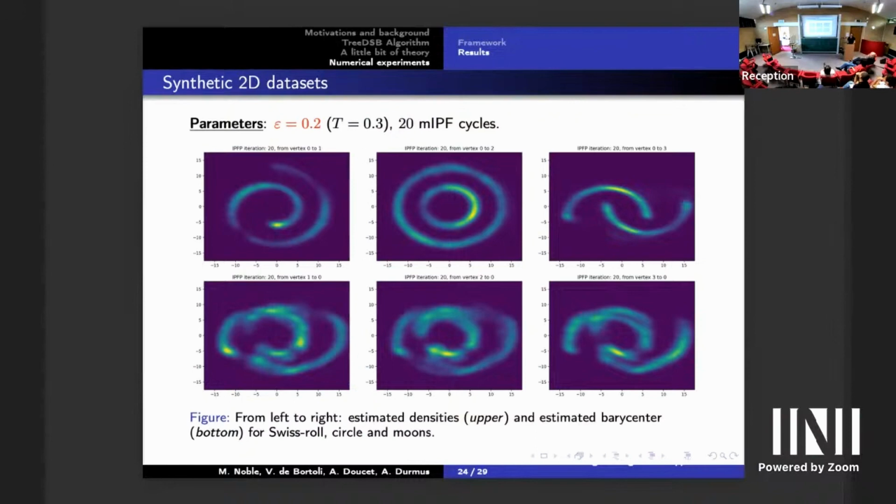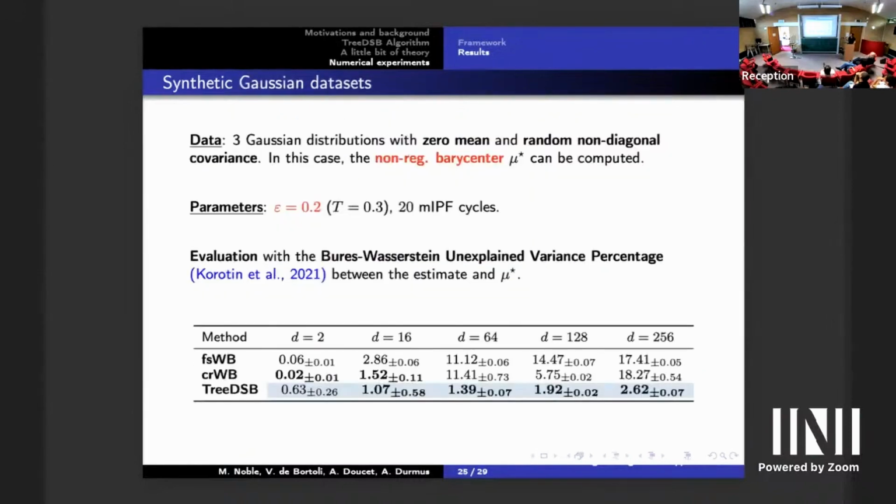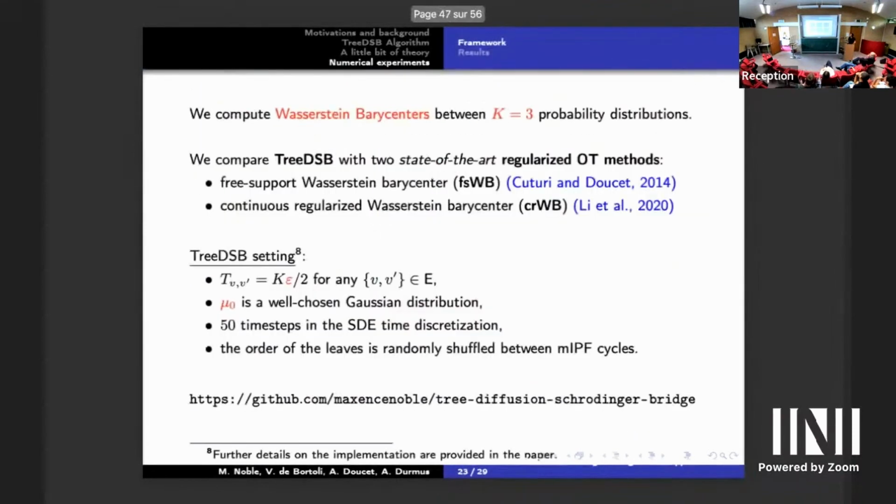Yeah, if you want to compute the Wasserstein barycenter in 2 dimensions, I recommend you use this method by Arnaud. It does not explore. No, it's not. There is no machine learning.